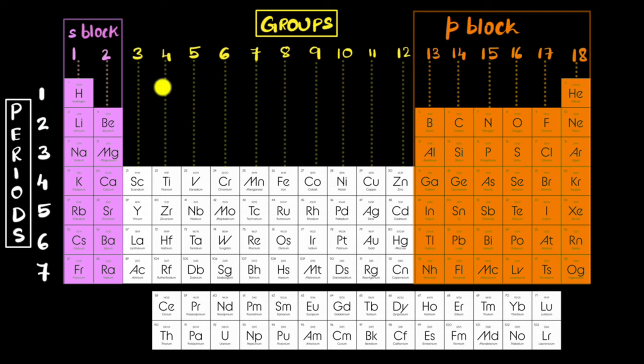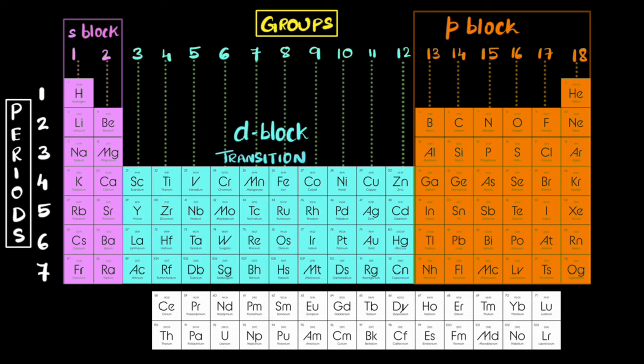Similarly, over here, group 3 to group 12, their outermost electrons will be in the D subshell, so we call them D block elements. We also call them transition elements because their properties are in between that of S block and P block, so it's sort of like transitioning from here to there. But anyways, finally, if you look at the elements over here, their outermost electrons are in the F subshell, and therefore we call them F block elements.